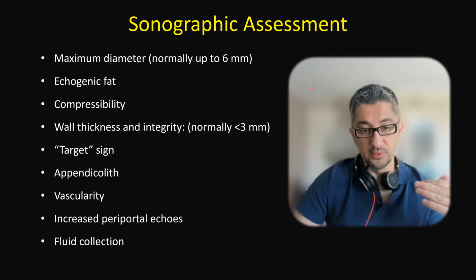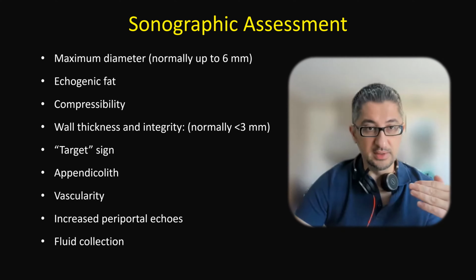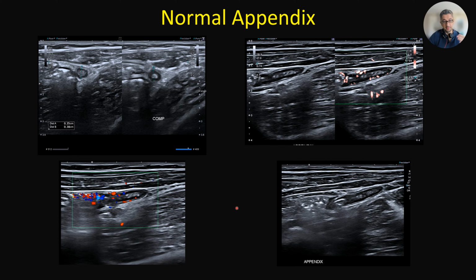So I will show you some examples. I will start with a normal appendix. As you can see here, this is a normal appendix with a diameter measuring up to 3.8 millimeters. It is not really compressible, but compression is subjective and it really depends on the technique. We assess the compression on the transverse plane. On the longitudinal, it's more difficult. And on the transverse plane, we expect to see around 20-25% of compression in a normal appendix.